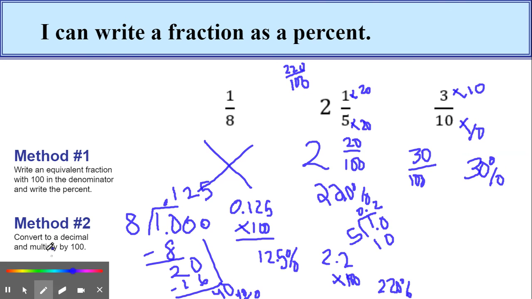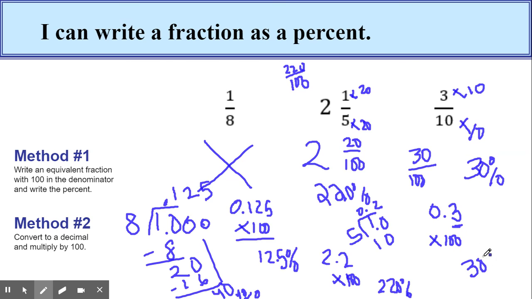Or I could use the second method, convert the fraction to a decimal and then multiply by 100. So the cool thing is I know 3/10. If I write that, I could just write my decimal just like this, 3/10, putting the 3 in the 10th place. And then if I multiply that by 100, sure enough, I get 30%.